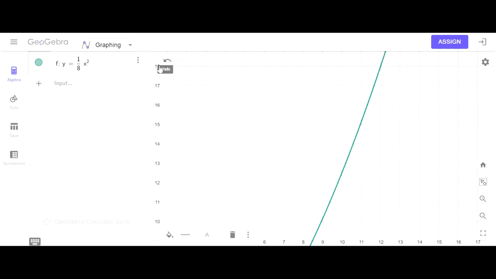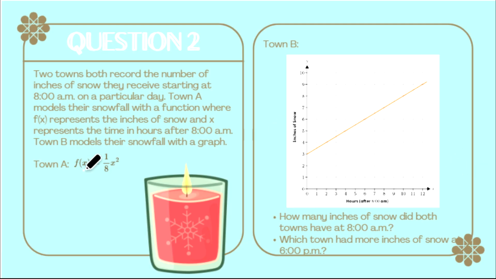Okay. So town A started off with 0 inches of snow, and at 6 p.m. they had 18 inches of snow. Town B started off with 3 inches of snow, and at 6 p.m., so we had 8, 9, 10, 11, 12, 1, 2, 3, 4, 5, 6, 7, 8. They had, is that 9? 9 inches of snow. So how many inches of snow did both towns have at 8 a.m.?